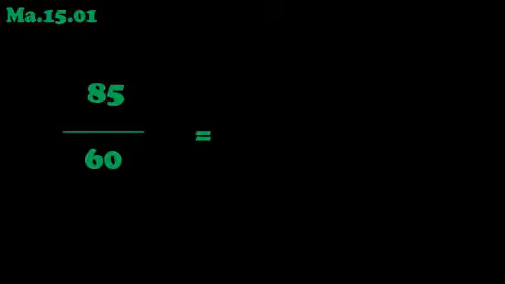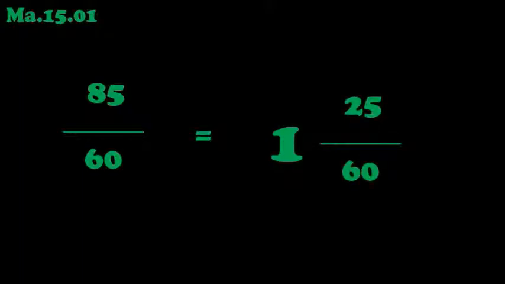To convert an improper fraction, you find out how many lots of the denominator you can fit into the numerator. In this case, we can only fit it in once. The fraction is how many parts of the numerator you have left. In this case, we have 25, giving us the answer of 1 whole and 25 over 60.